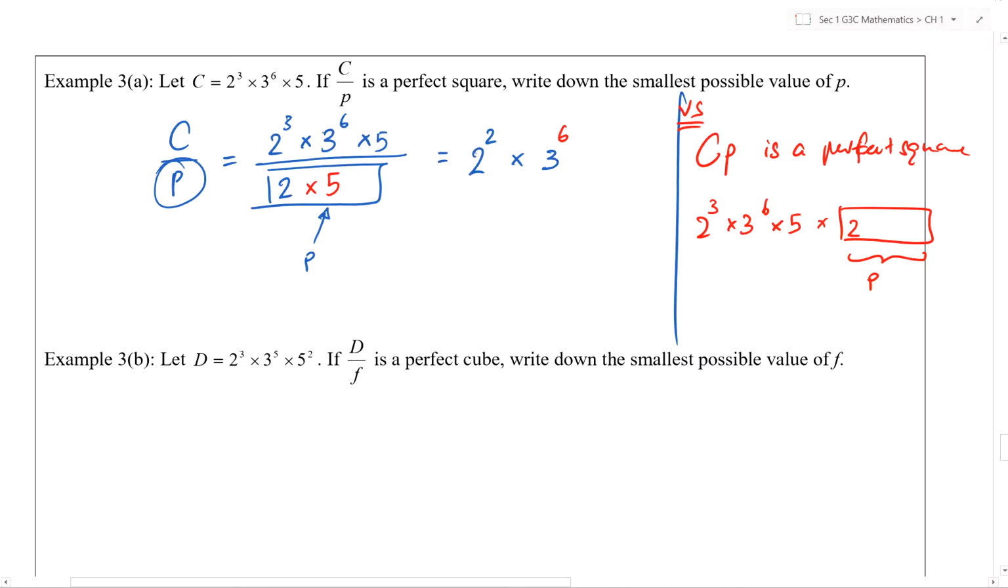Then I still have my 3 power 6, no change. And finally, the last 5 and 5, they cancel. So now my remaining value is a perfect square. And now I can look at my working and see that, hey, my P value is actually 10. Okay? Can? Okay, then let us now try 3B.